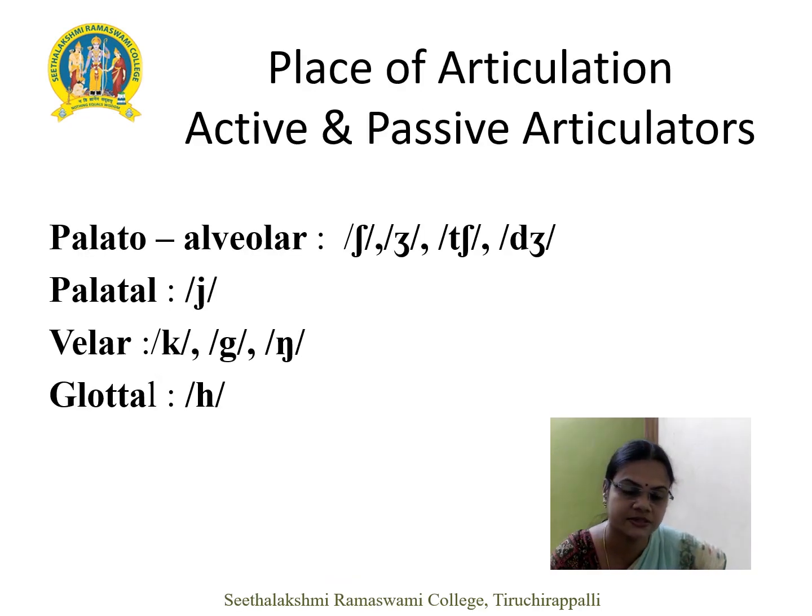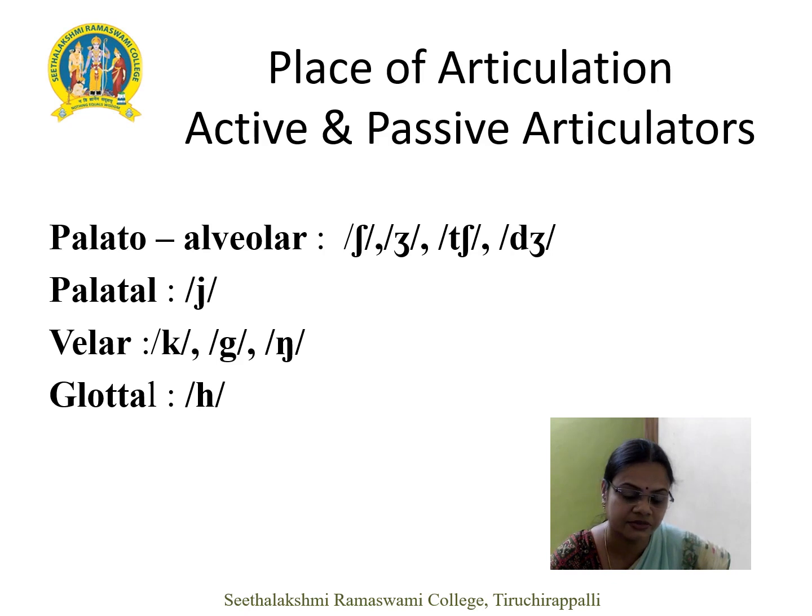During the production of the speech sound sh, zh, ch and j, the tip or blade of the tongue articulate with the alveolar ridge, and there is at the same time a raising of the front part of the tongue towards the hard palate. Sounds produced in this place are called palato-alveolar. During the production of the speech sound y, the front part of the tongue articulates with the hard palate. So it is called palatal.